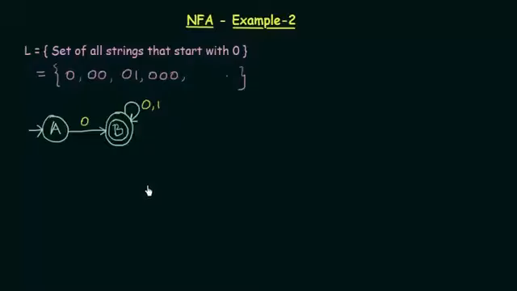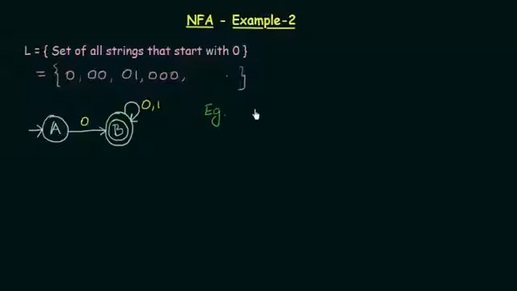Is it complete? If it was a DFA, we could have seen that it is not complete because we did not mention what happens to A if it gets input 1. But here I did not mention it. Why? Because this is an NFA, and in an NFA it does not matter even if you don't mention that. This is a complete NFA.